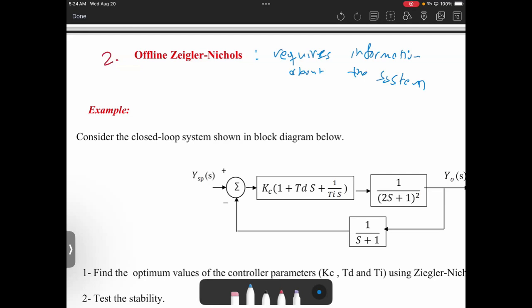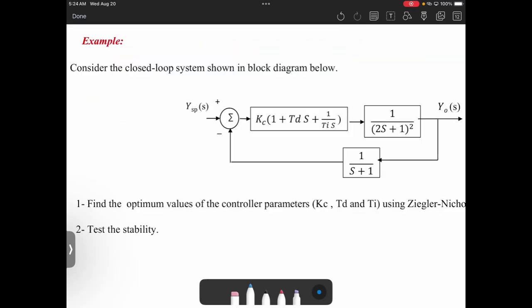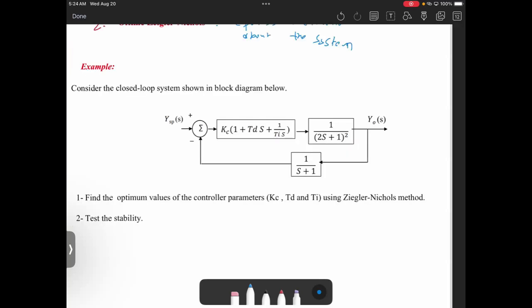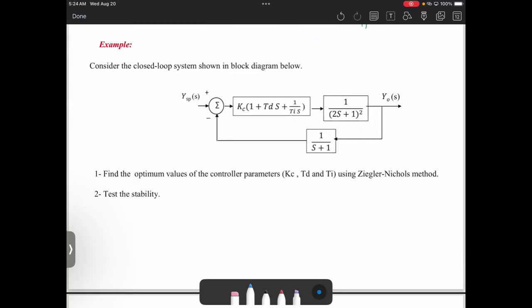So here's the one. Consider this closed loop system shown in this block. Here is the characteristic equation, we don't know it, and we'd like to apply a PID controller. So the question is, find the values of Kc, Td, Ti using Ziegler-Nichols. The second one, test the stability. This is a very important example for the final exam. Okay, definitely you will see it in the test.